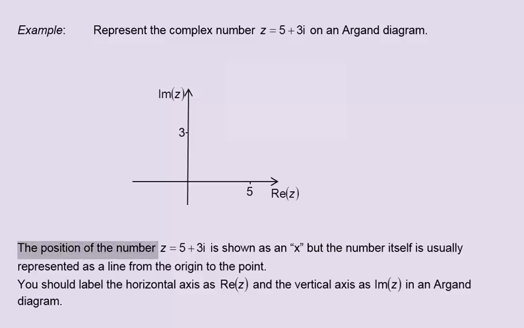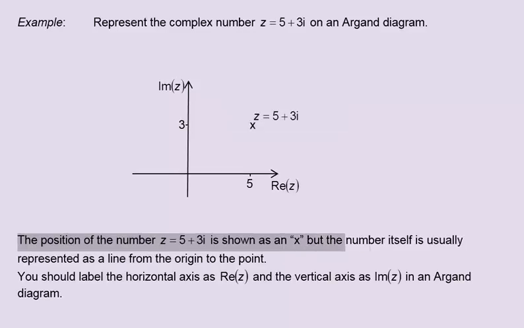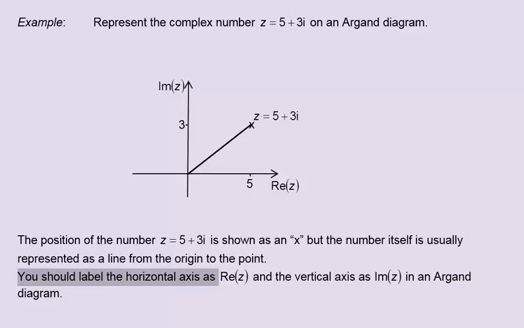The position of the number z equals 5 plus 3i is shown as an x, but the number itself is usually represented as a line from the origin to the point. You should label the horizontal axis as Re of z and the vertical axis as Im of z in an Argand diagram.